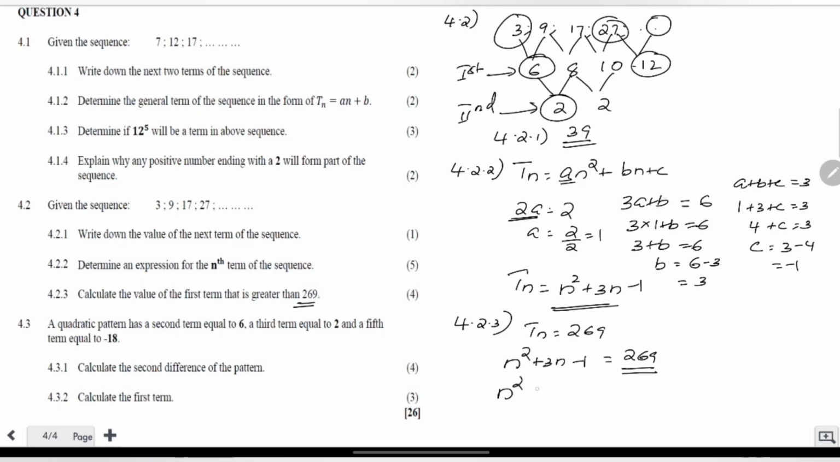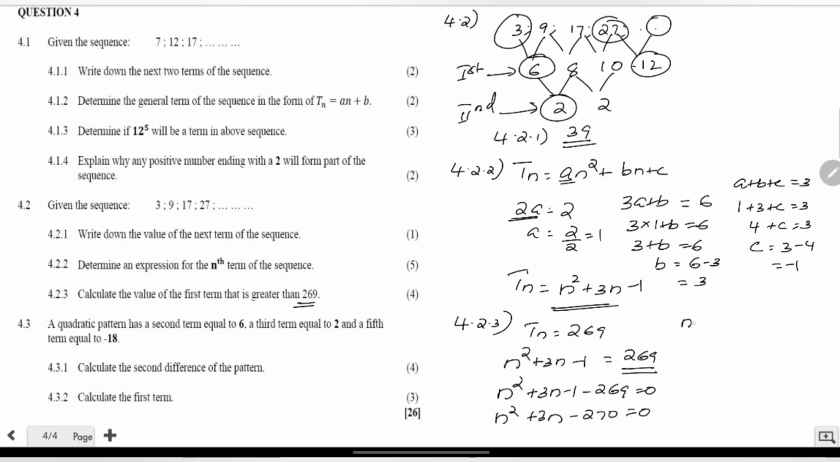you are going to use the quadratic formula. So n square plus 3n minus 1, and 269 comes this side, minus 269 is equal to 0. Is it clear? That is n square plus 3n minus 1 minus 269, which is minus 270, equal to 0. Clear? Now we can see what is a, what is b, and what is c. I'm not going to use the quadratic formula because you know how to do it. I even showed it in the previous questions. You can use the quadratic formula, or factorize if you think you can, but I suggest the quadratic formula. That is the safe side.